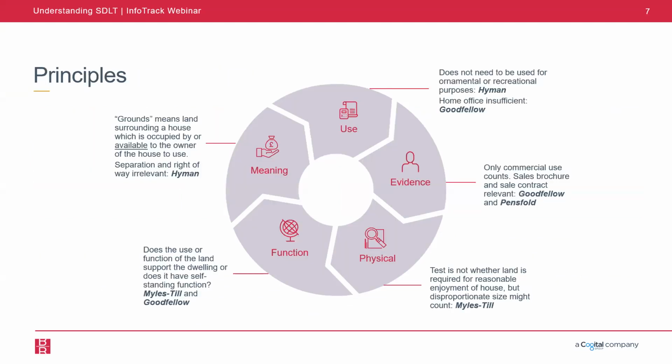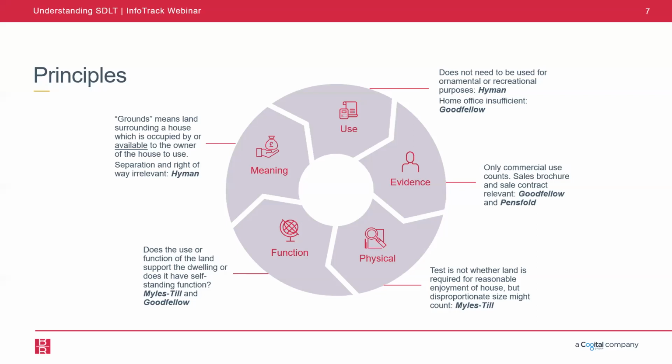So I think this slide, starting in the top left, tries to draw together some of the major principles established in those cases. So in Hyman, which was the first case, the tribunal held that grounds in the SDLT legislation wasn't defined, therefore took its ordinary dictionary definition, and they felt that it would be reasonable to say that land surrounding a house, which is either occupied or available to the owner of the house to use, constituted the grounds of the house. So a very wide meaning was given to grounds.